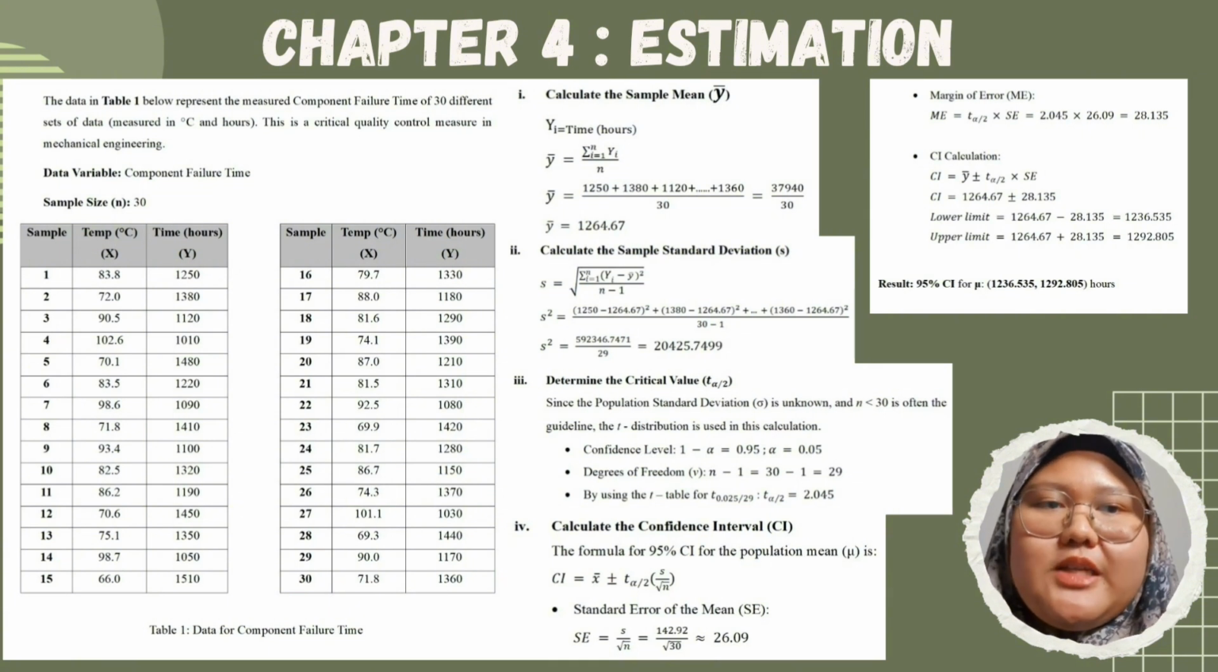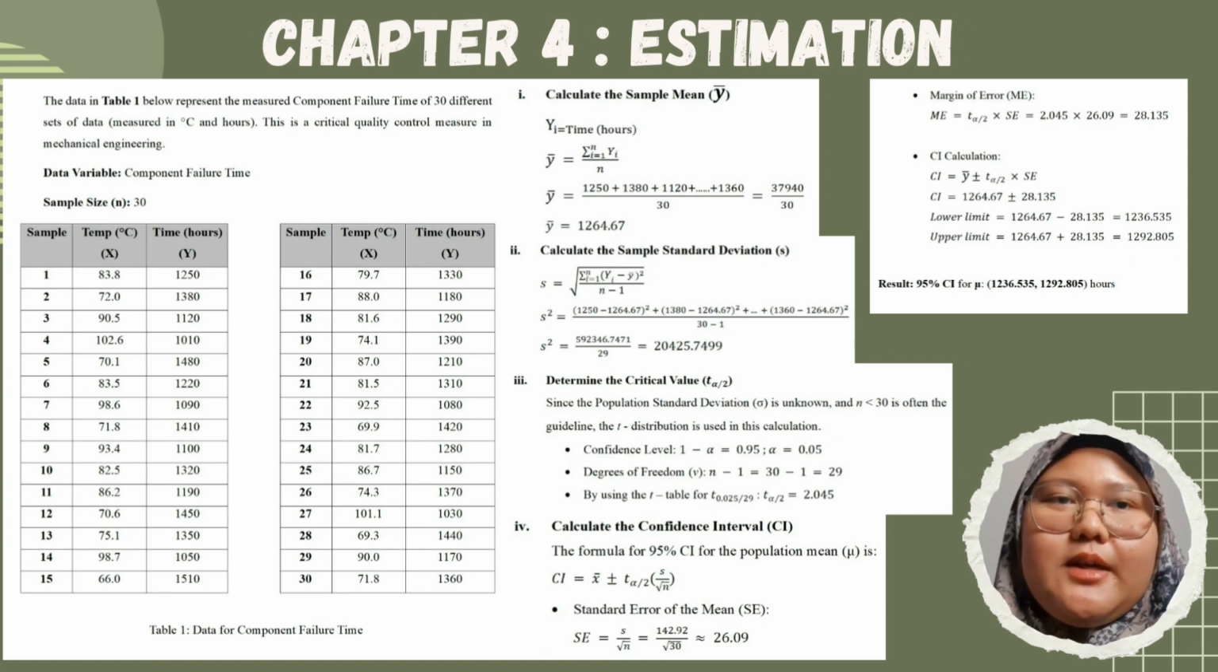I will be covering our Chapter 4, estimation. In mechanical engineering, predicting how long a component will last before it fails is critical for safety and quality control. We're going to use a sample of 30 components to estimate the true average failure time for the entire population using a 95% confidence interval.